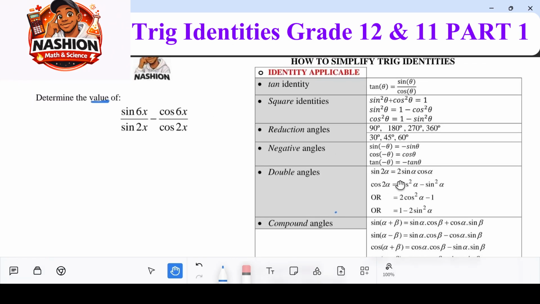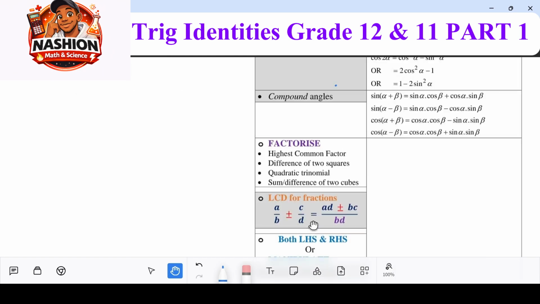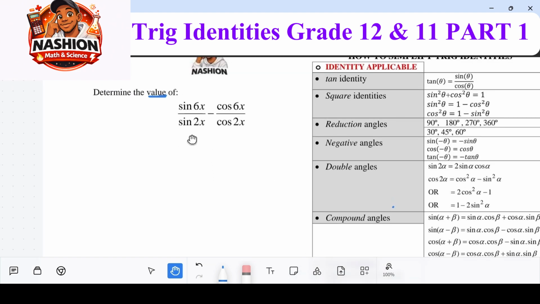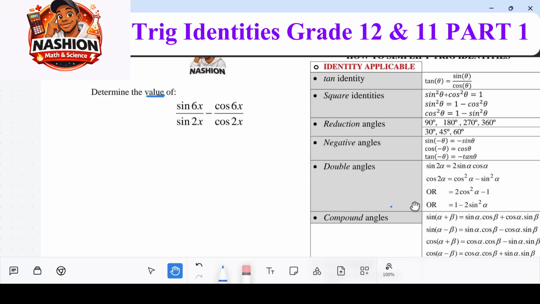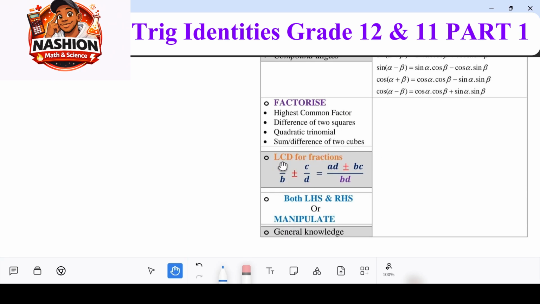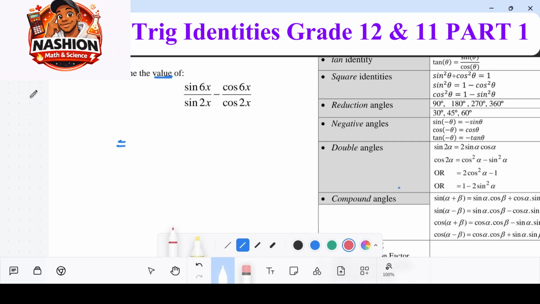Now remember this, guys, whenever we do identities questions, the process is this one. We first check which identity is applicable here so that we may change whatever we are given into some of these identities. Or we check whether we can factorize right away or just use the LCD. Before we even go any further, guys, you will notice here we are given 2 fractions. And since we are given 2 fractions that are subtracting, we must apply the lowest common denominator, the LCD. Now, let me remind you first how the LCD works.